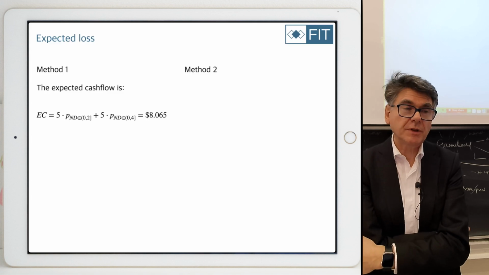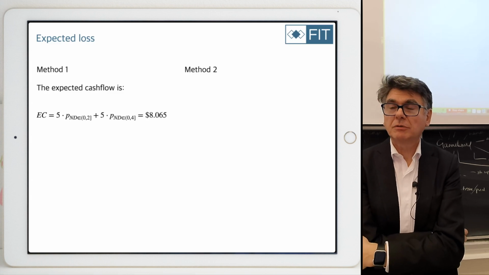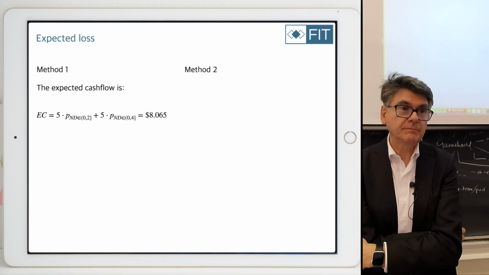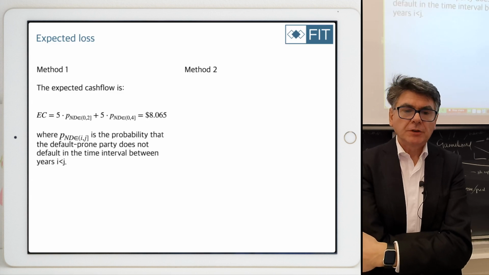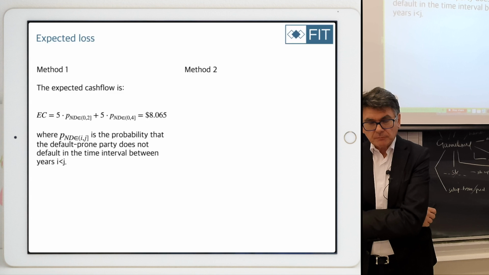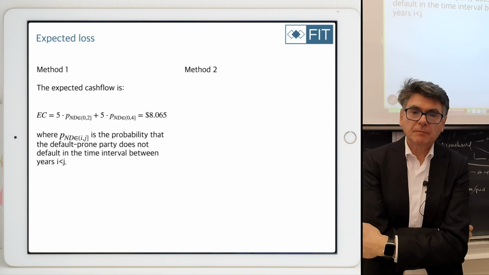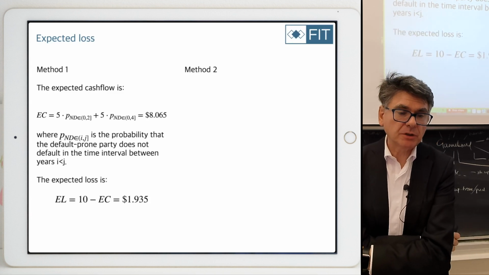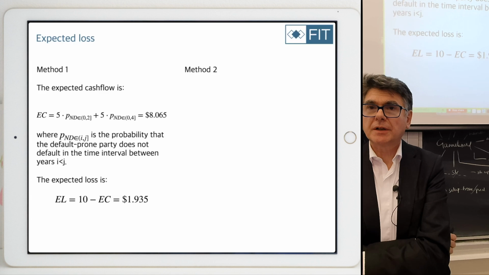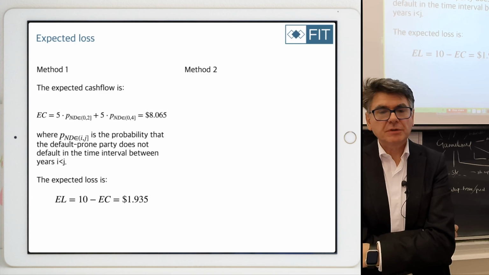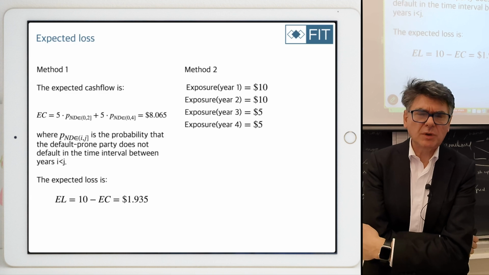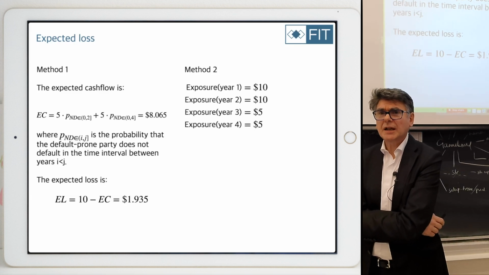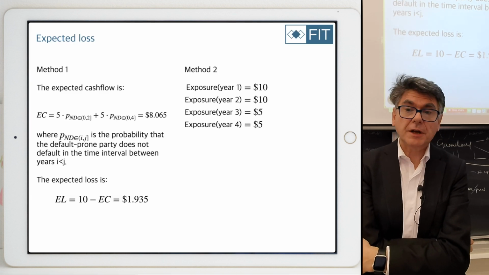But there's something on top of this, which is how much money we expect to lose. That's the first approach. The expected loss, by the way, is $1.93.5. It's the same calculation. Now, there's a second method which gives the same result, but I'm going to give it to you so you understand and you see that.